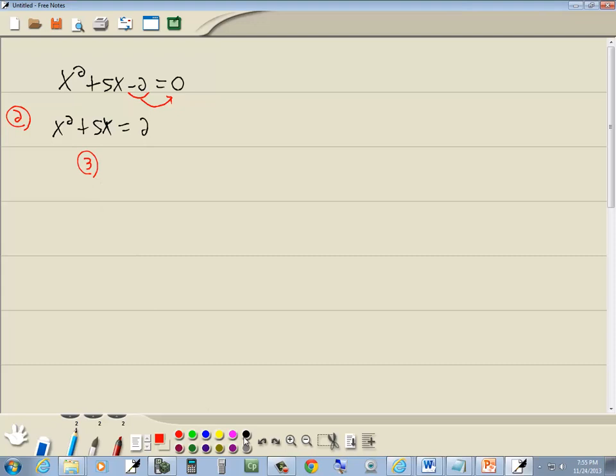Step 3. Take the number that's before x, which in this case is 5, sign included, multiply it times a half and square it. Well, 5 times a half is 5 halves squared. 5 squared is 25, and 2 squared gives us 4. So we get 25 fourths. And then we want to add that to both sides.